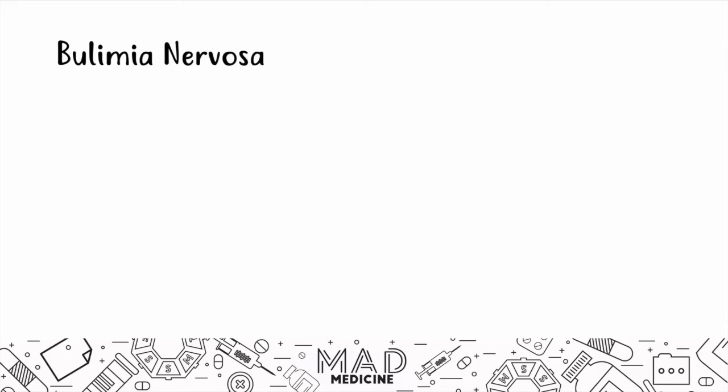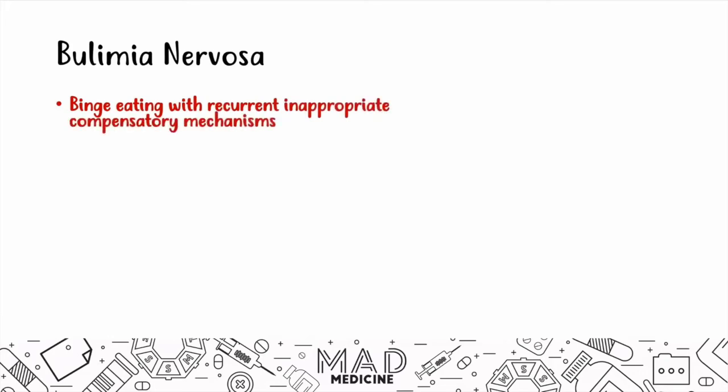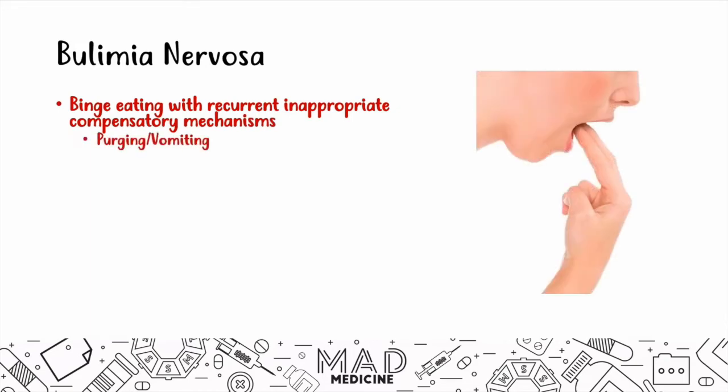Now we're going to talk about bulimia nervosa. Bulimia is a binge eating disorder with recurrent inappropriate compensatory mechanisms. What that means is patients are going to binge eat and then they're going to compensate for the fact that they binge ate. They're going to eat a lot and then they're going to do something like purging or vomiting. That's very, very common. They may even use laxatives to induce quick emptying of their body because they don't want to absorb all the calories.